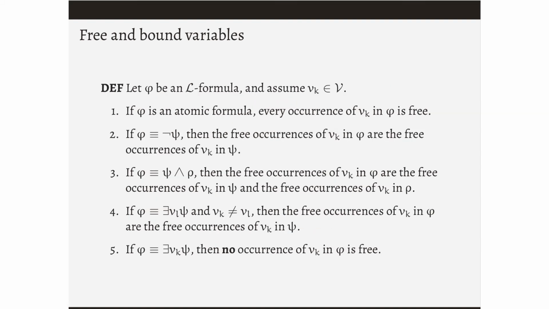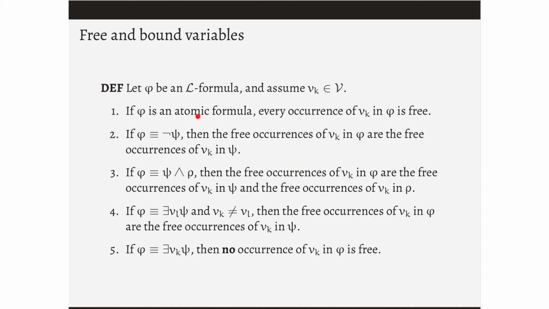So here's the formal definition then. Let phi be an L formula and assume vk is a variable symbol. If phi is an atomic formula, then we just say every occurrence of vk in phi is free. That's straightforward, because there are no quantifiers in atomic formulas, so there's nothing they could possibly bind.